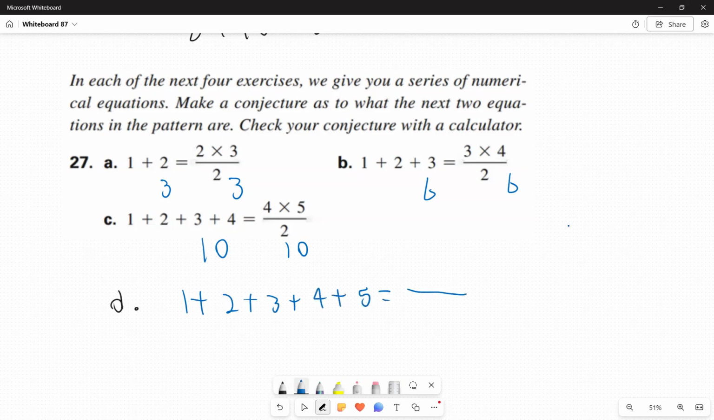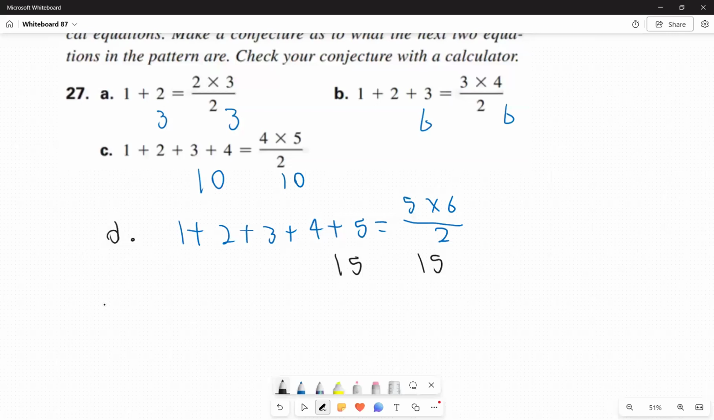So that is going to be 5 times 6 over 2. If you add them, the sum is 15. The sum on the left and the right is 15.